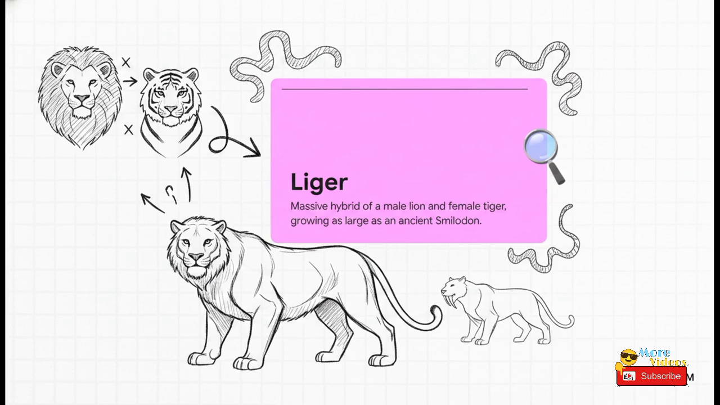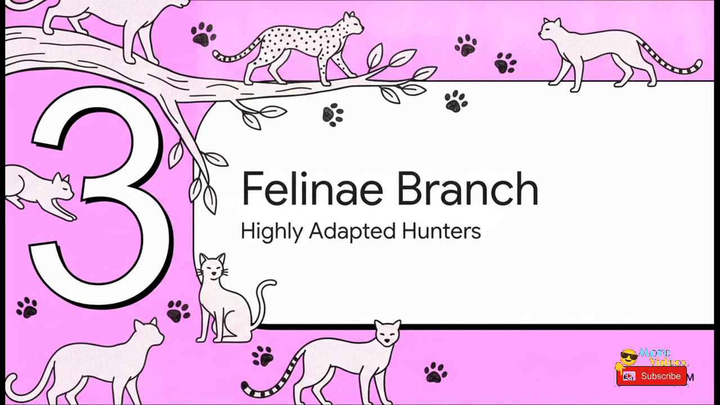But why? Well, it turns out the specific genes that normally limit growth in lions actually come from the females. So when a male lion mates with a female tiger, those growth-limiting genes are entirely absent, allowing the liger to just keep growing.